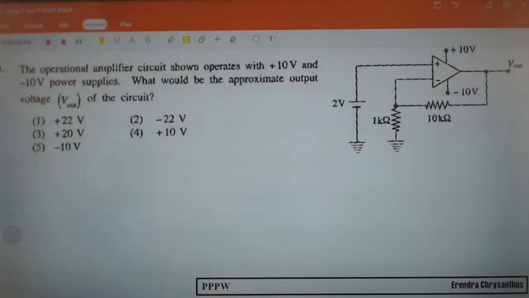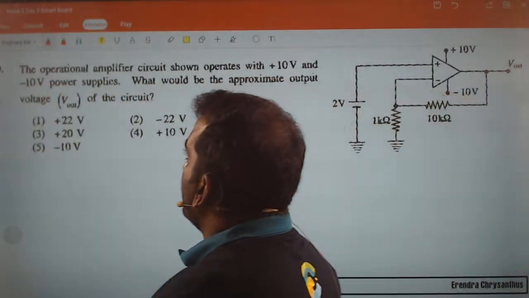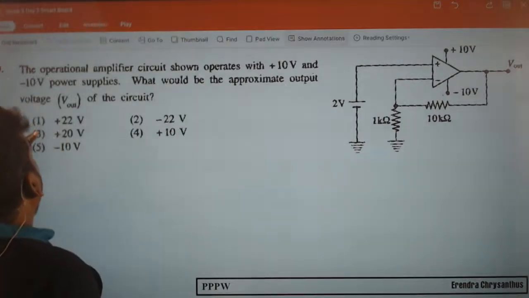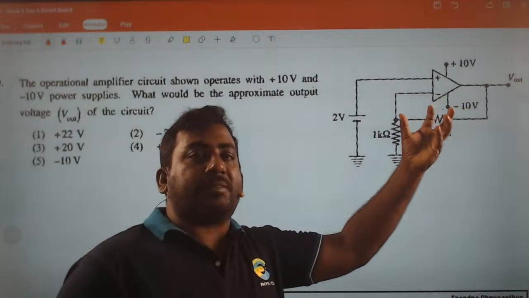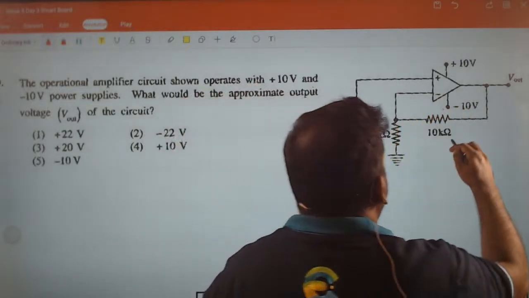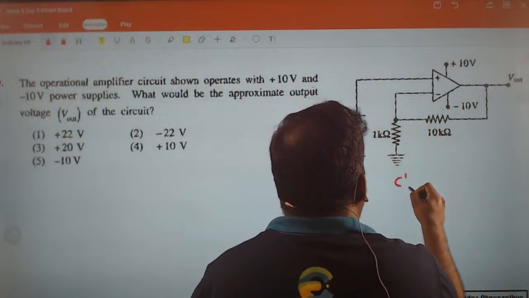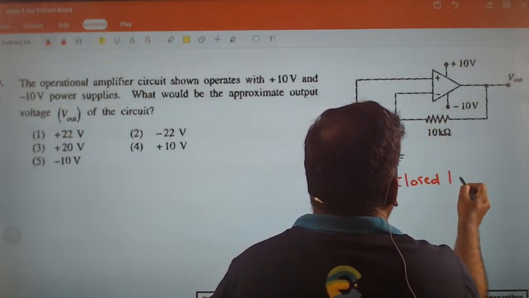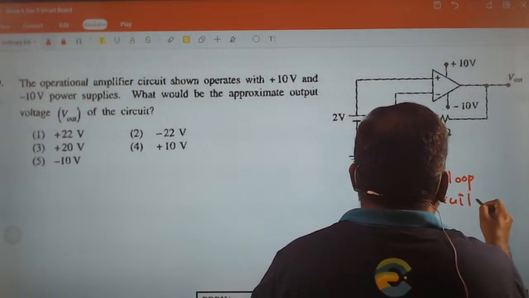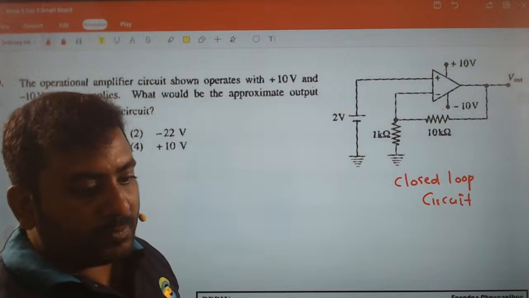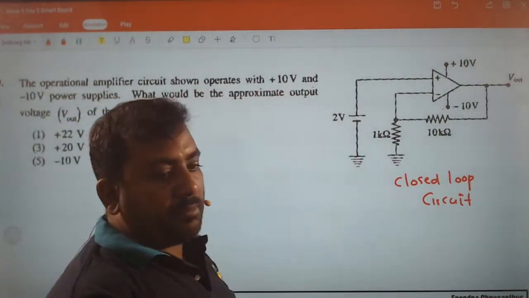Technical electronics is my favorite, so here we go. First of all, you must decide what kind of circuit this is. Is it an open loop circuit or a closed loop circuit? You can see the output is connected to the input, so it's a closed loop circuit. Closed loop circuit means you use closed loop equations. That means golden rule number 1 and golden rule number 2 will come into play.